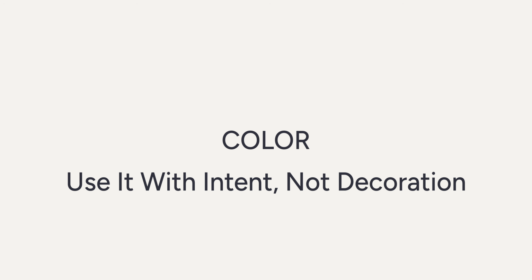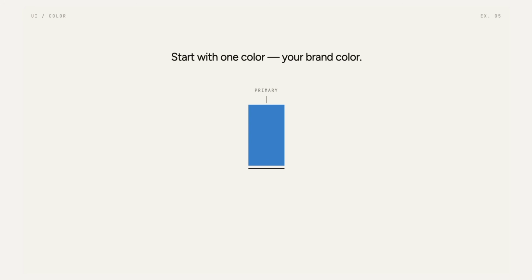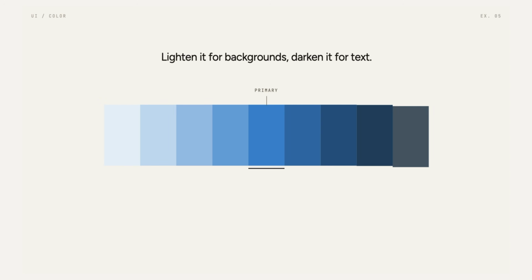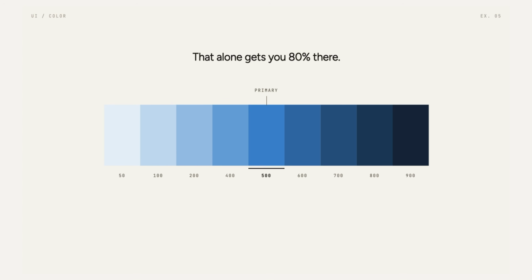Color, use it with intent, not for decoration. My approach is to start with one primary color, and that's your brand color. Lighten it for backgrounds and darken it for text. That alone gets you 80% of the way to a cohesive palette. From there, you're building towards a color ramp, the same system large design teams use for chips, states, charts, and components. But don't overthink it early on.